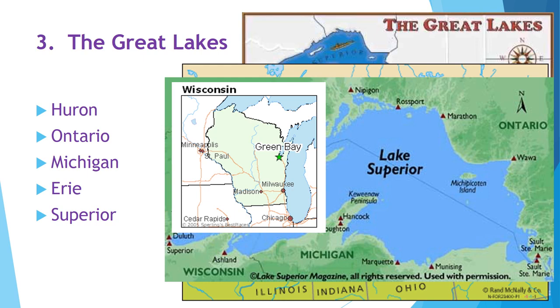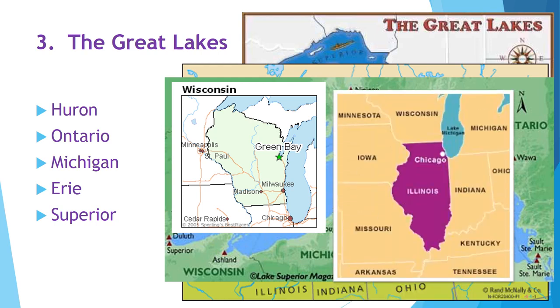Along Lake Michigan, several large cities have been built, including Green Bay and Milwaukee in Wisconsin, as well as Chicago, Illinois. Write the word HOMES next to your list of these five lakes.